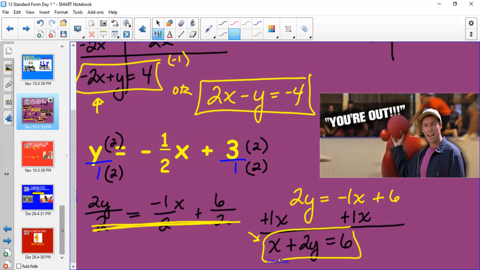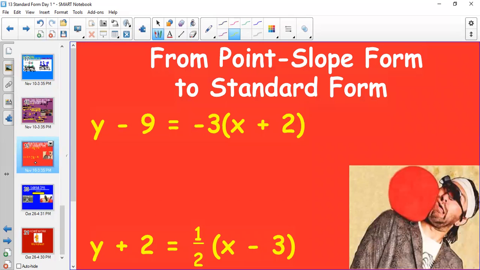Okay. One more slide left. This, in my opinion, is probably the toughest. We're going to go from point slope form to standard form. Okay, anytime you see parentheses, that's the first thing that you take care of. Get rid of those parentheses. So we will have negative 3x and a negative 6.